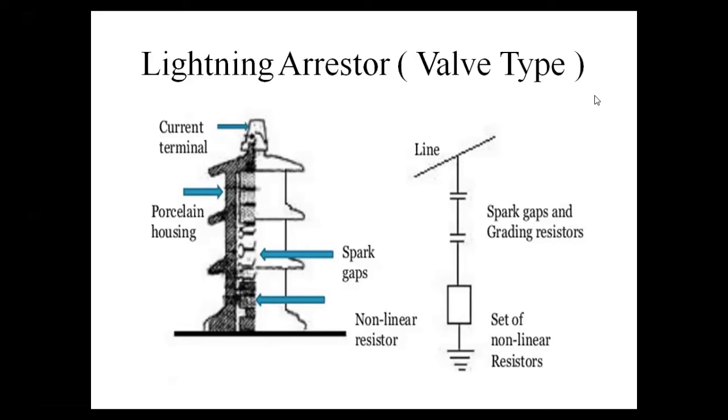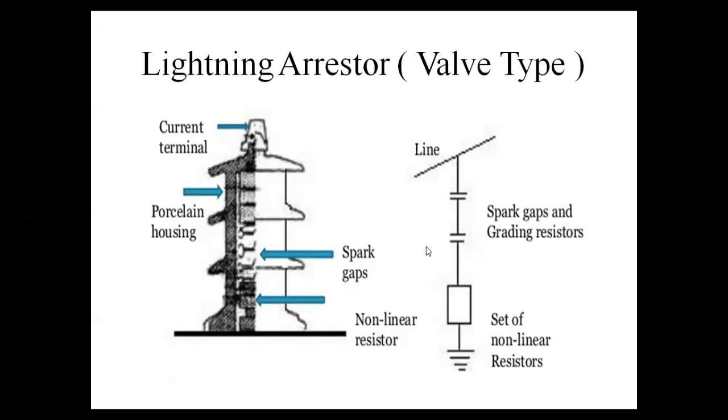Now let us see the working of a lightning arrestor. What is a lightning arrestor? It is a protective device which conducts high voltage surges on the power system to the ground. Sometimes we have lightning, and due to lightning, high voltage surges are formed, and these high voltages may destroy the surrounding equipment. So this voltage has to be grounded.